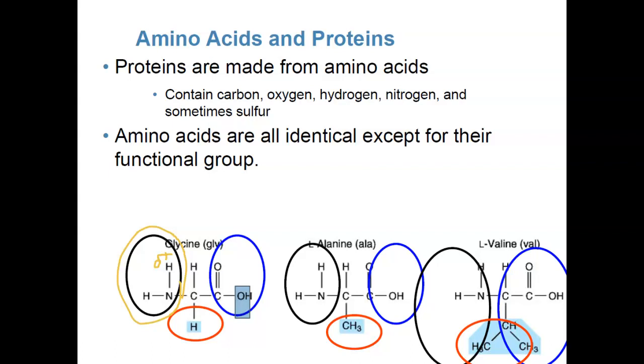They have a carbon, oxygen, hydrogen, nitrogen, and sometimes sulfur. So they have all the fun stuff. And they're identical except for this functional group. So they all have this polar amino group. They all have this polar organic acid group. They differ. This one's a hydrogen. This one is a methane group. We have this functional group here.